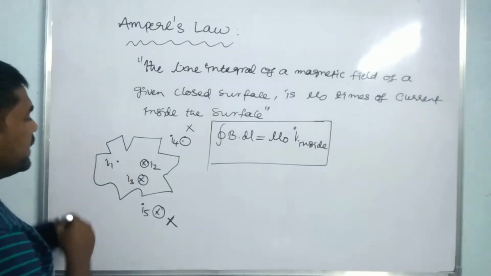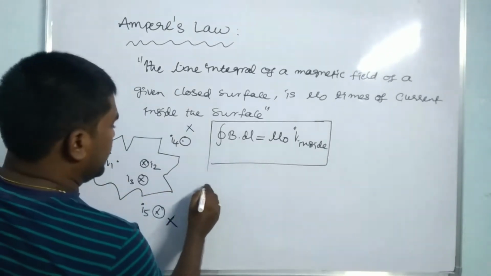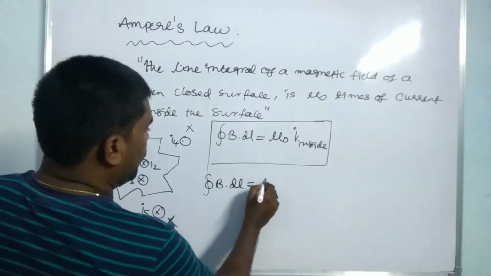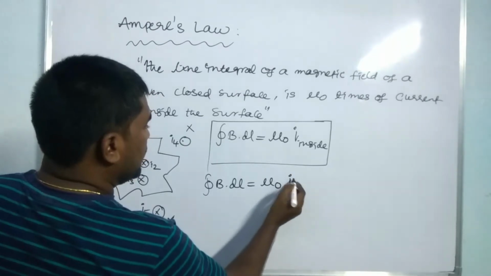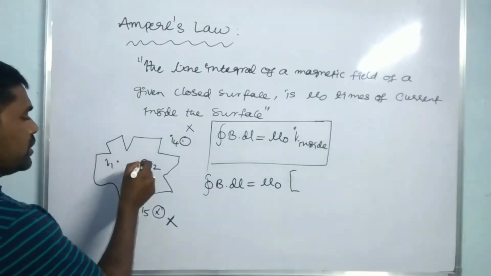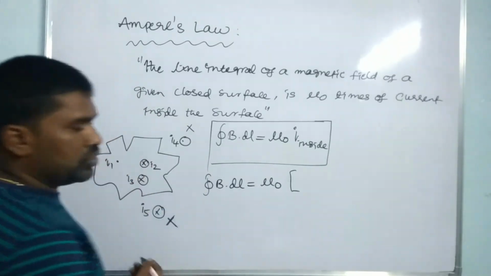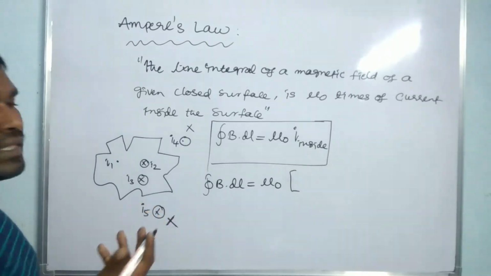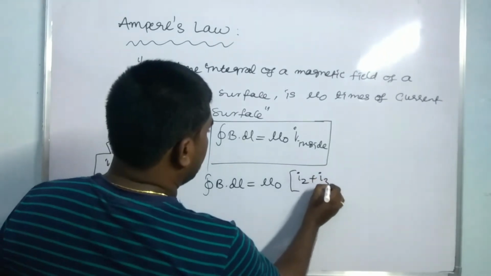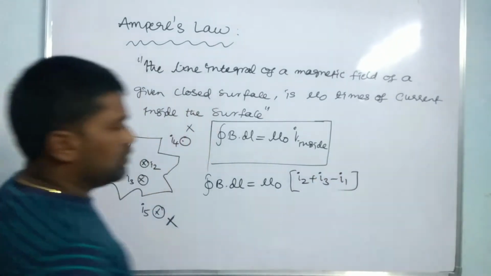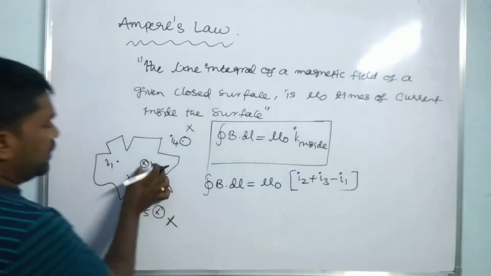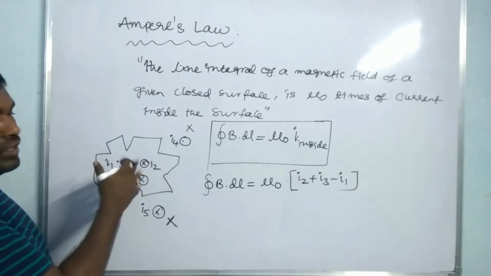So the net current, how can we write that: integral of B dot dl is equal to mu naught I, where the currents inside are positive and those outside are taken as negative. So here it is I2 plus I3 minus I1. How can we write the sign here? I2 is positive because the current is inwards.